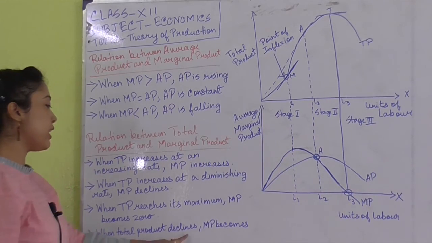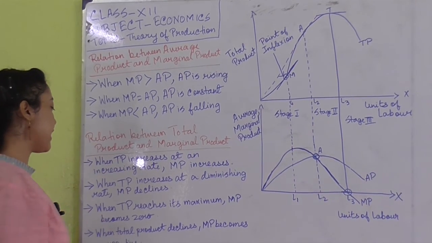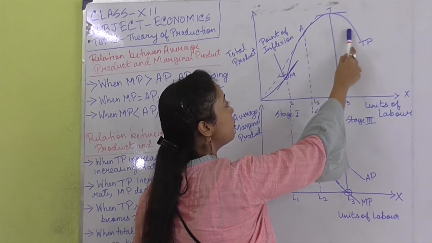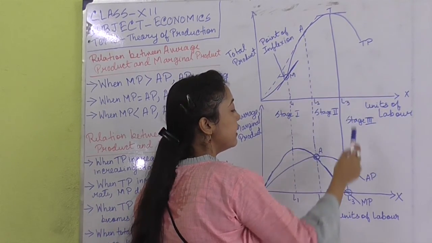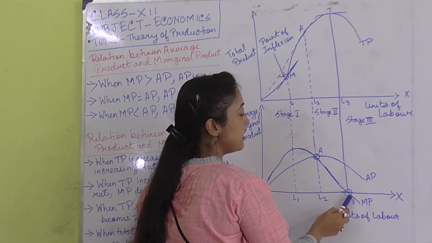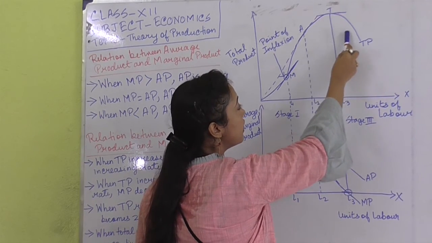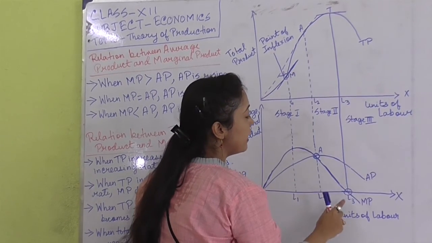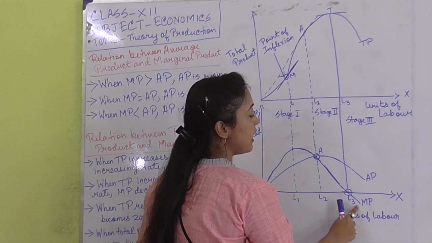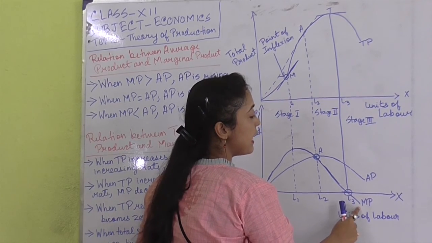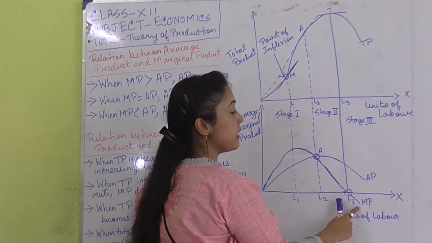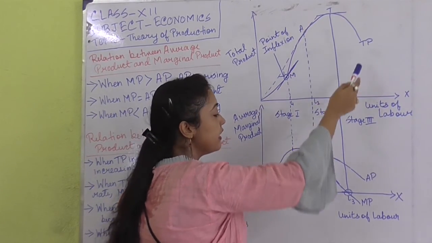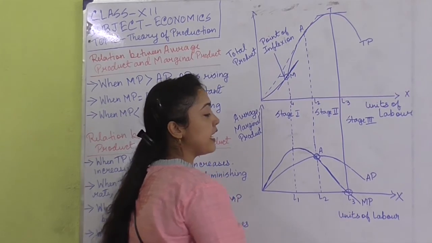Next, when total product declines, MP becomes negative. Here you can see that after reaching the maximum point, the total product is declining. After reaching this maximum point, the total product is declining, and after this 0 point, the marginal product has gone beyond this x-axis, that is it has become negative. So when total product is declining, the marginal product is becoming negative.